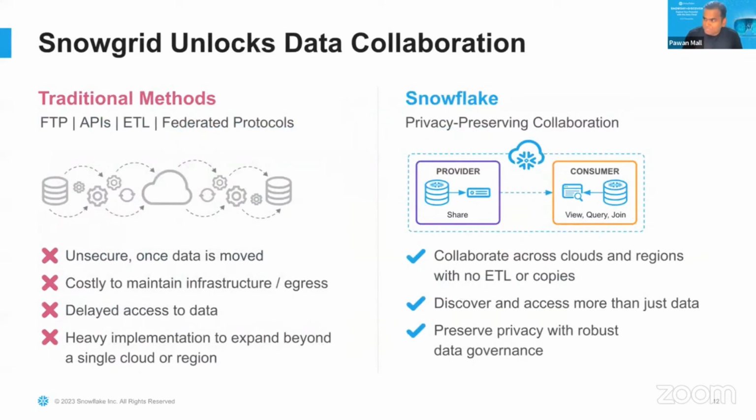And the last part, which is SnowGrid, which I talked about, allows us to actually do data sharing across different clouds and across different regions. This is a zero, in a way. We are not really copying data over using FTP or ETL or APIs, right? So you get rid of all that, and you can share data within your organization.